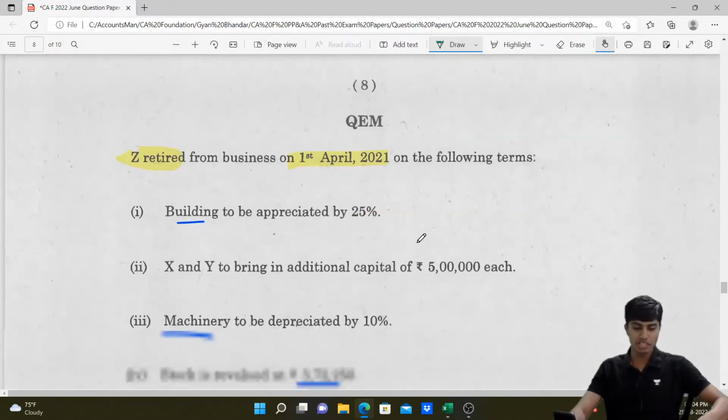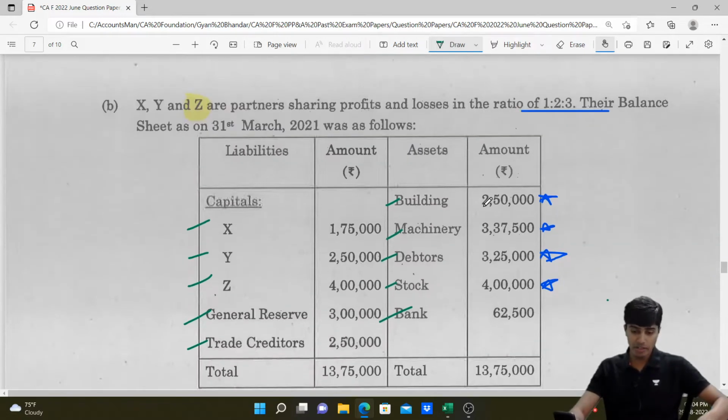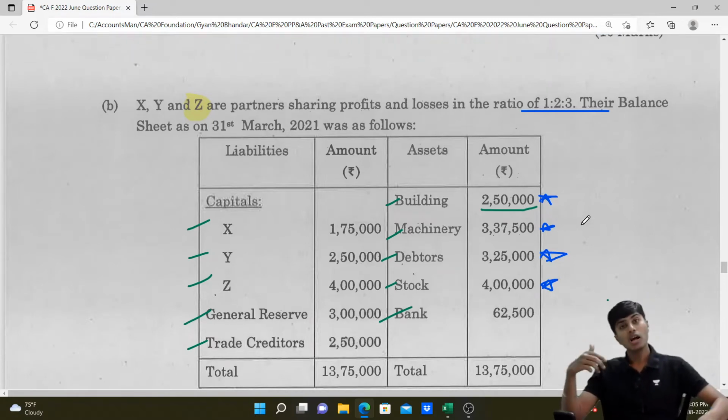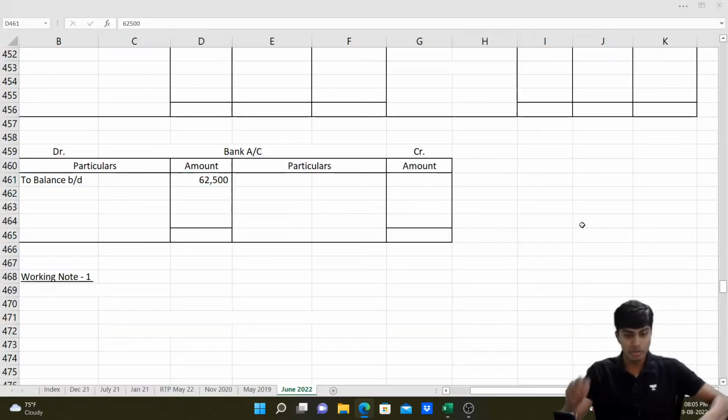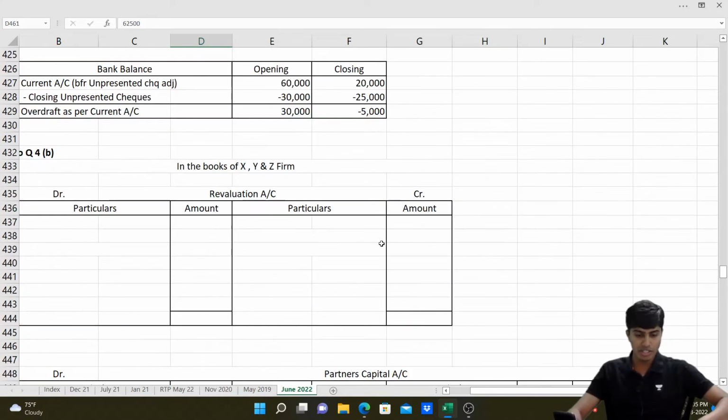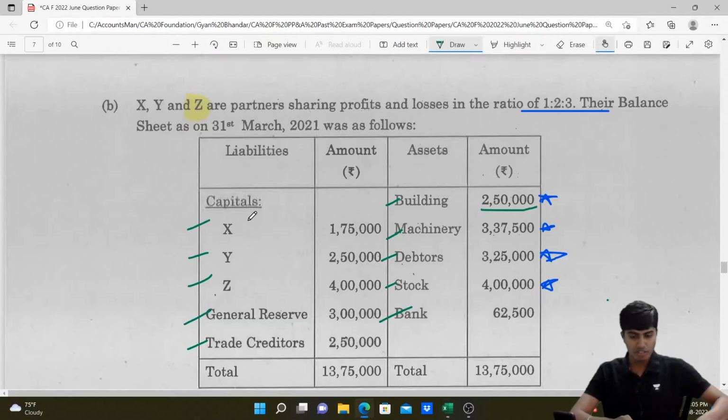Now let's go down to adjustments. Z retired on 1st April. Building to be appreciated by 25%. So existing building value is 2 lakh 50, and we're going to add 25% to it. As the building value is increasing, we need to debit building account, and credit will be given to revaluation account. So the entry is building account debit to revaluation. So in revaluation account, I'll write by building, to the extent of 2,50,000 into 25%.